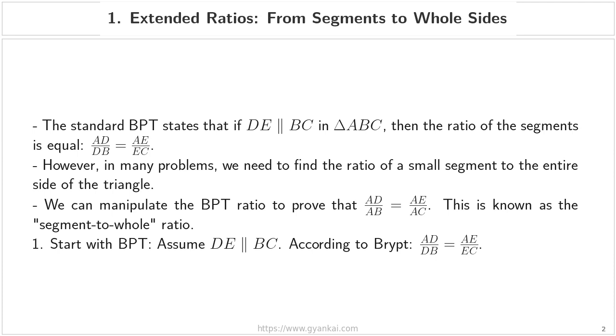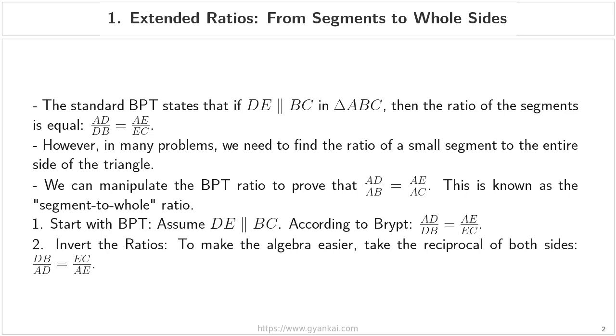First, we start with our standard BPT assumption. Assume DE is parallel to BC. This gives us our starting equation, AD over DB equals AE over EC. Second, to make the algebra much easier to handle, we are going to invert the ratios. We'll take the reciprocal of both sides, which gives us DB over AD equals EC over AE.